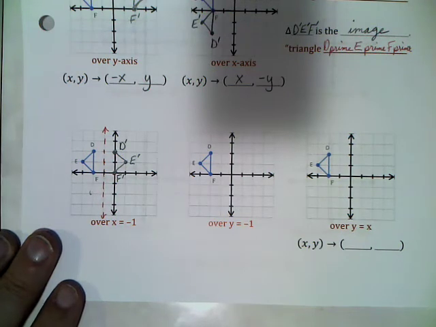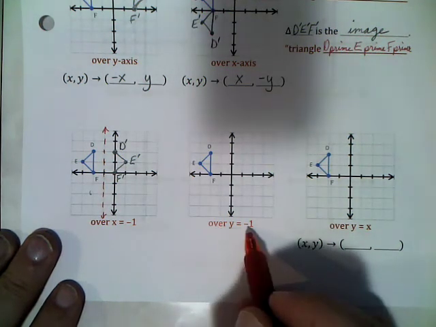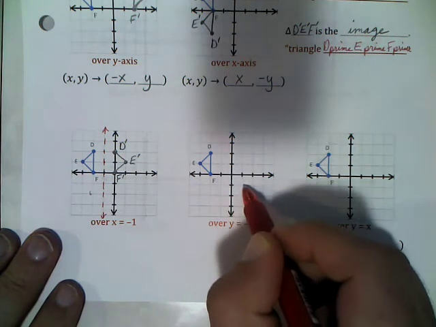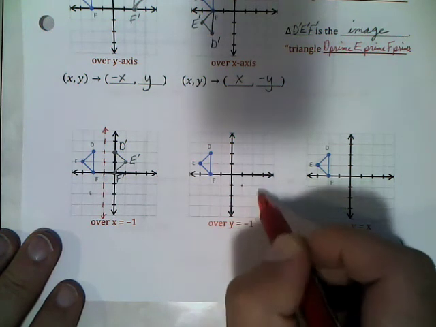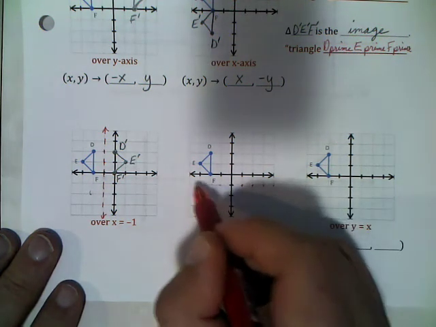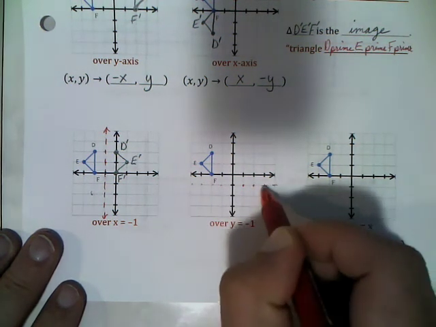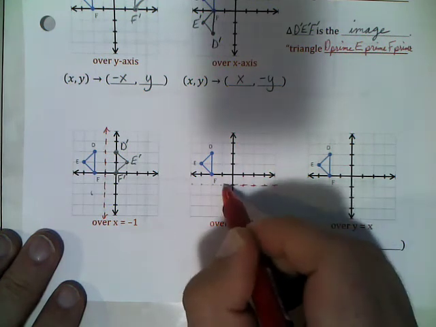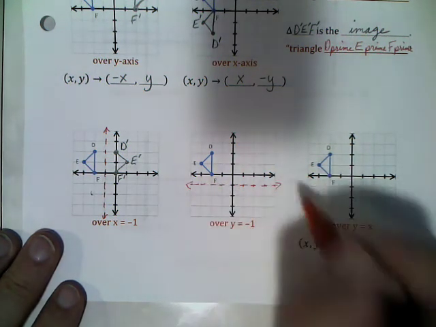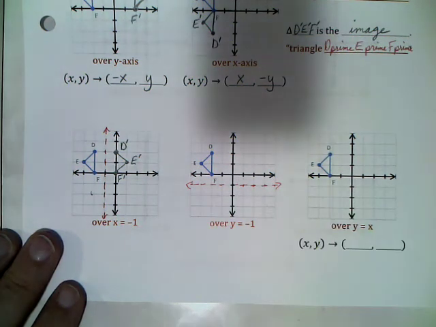If I have my line of reflection y equals -1, this is where y is -1. This also has a value where y is -1, and so does this, and this, and there. So again, if we do a dashed line here, that's my mirror, my line of reflection.